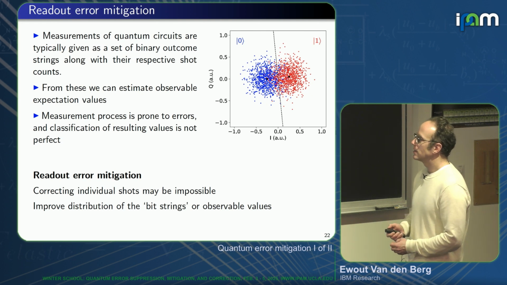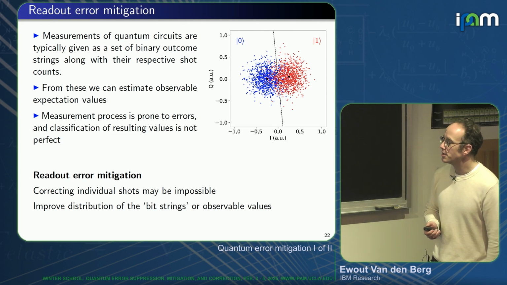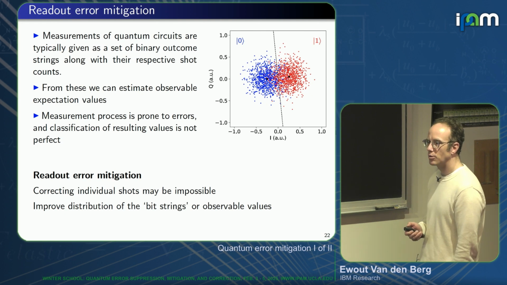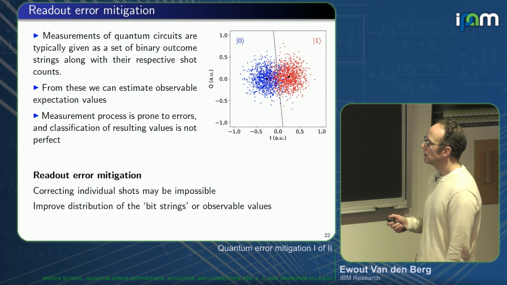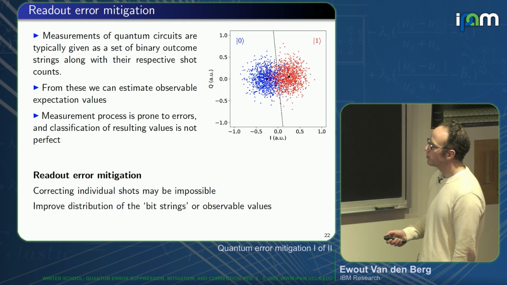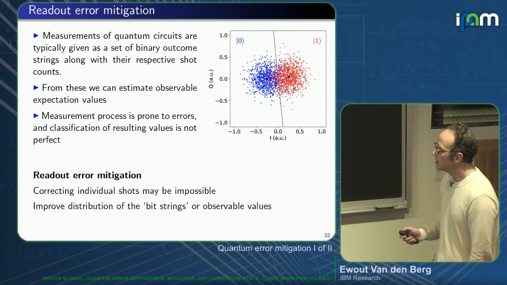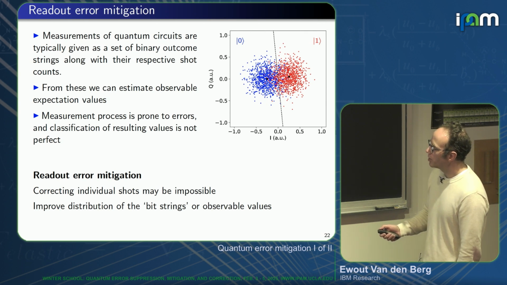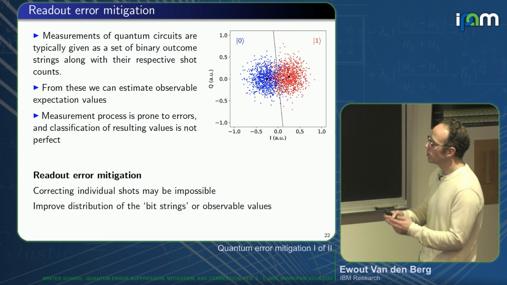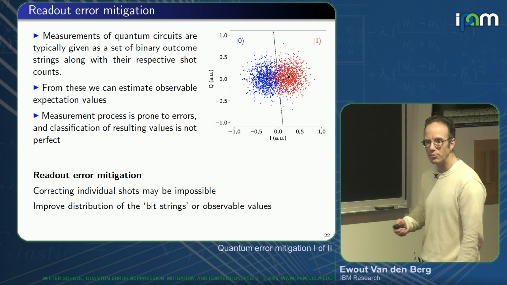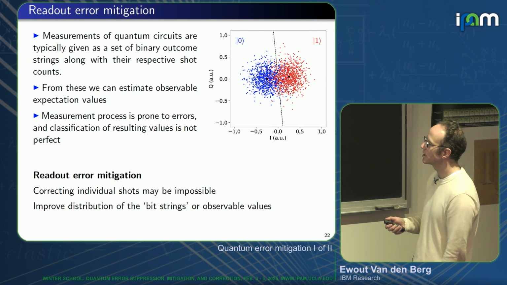From these you can estimate observable expectation values, and I'll show later how this is done. But the measurement process is prone to errors. That's one thing, and then of course the classification may not be perfect. Once you have a point on this side of the line, you just say it's a 0, even though it may have been a 1. So that's just a misclassification.